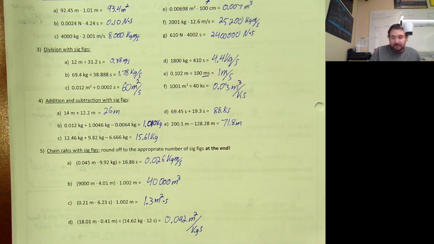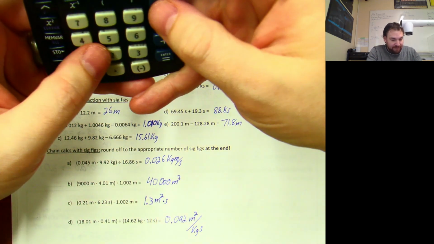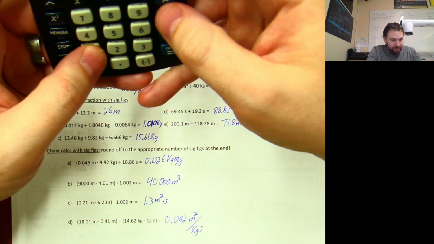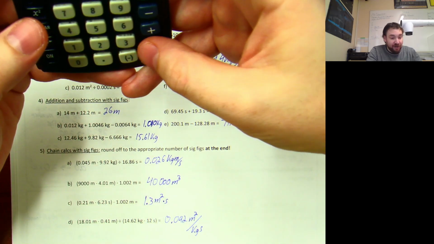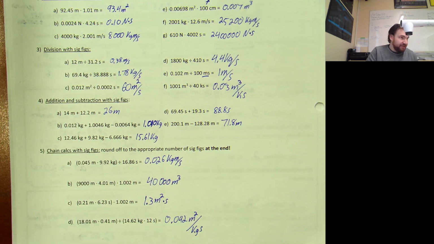I also could have messed up in my final answer. 18.01 times 0.41 divided, in brackets, by 14.62 times 12. I did not mess up. So you've got to be careful how you punch this into your calculator. If you don't put the brackets around this when you shove it into your calculator, it'll divide by this number and then multiply the whole thing by this number, which is going to give you a different value.